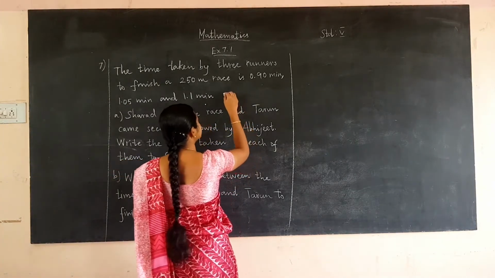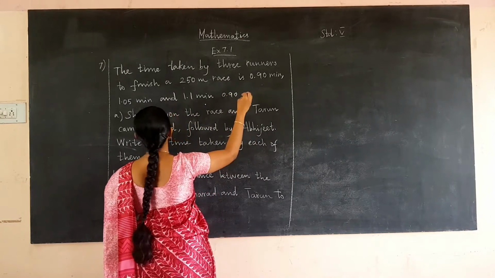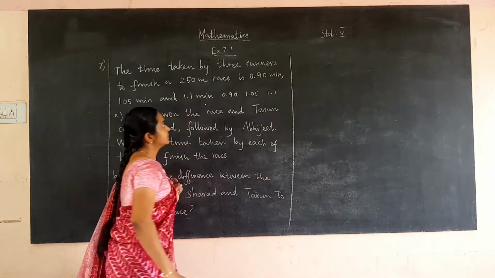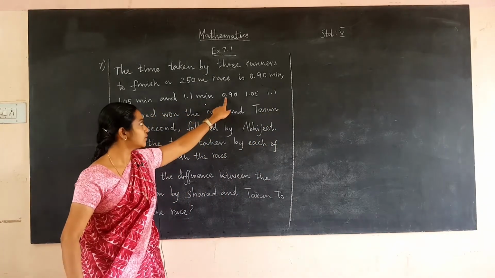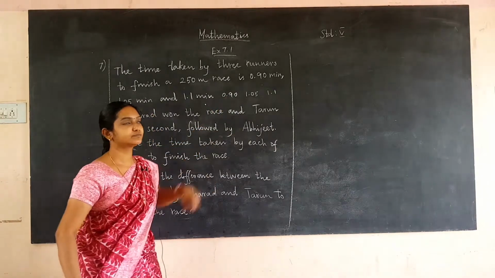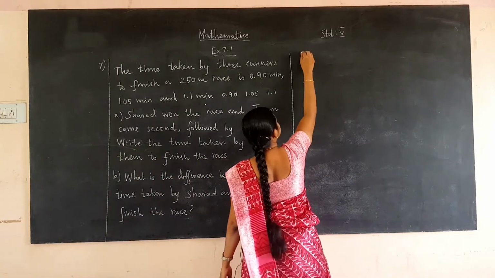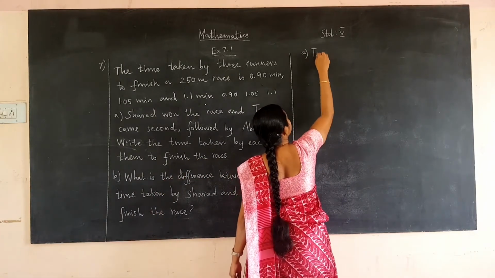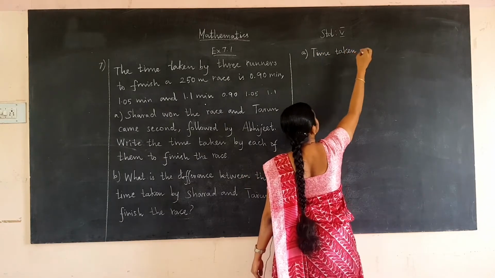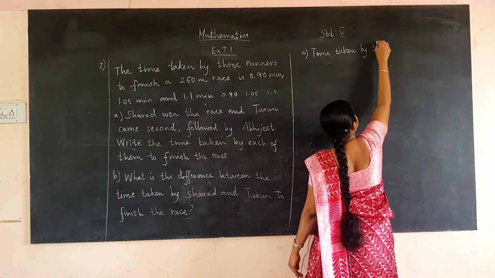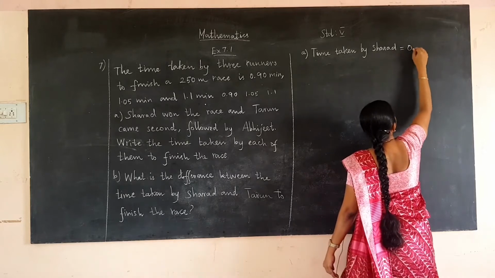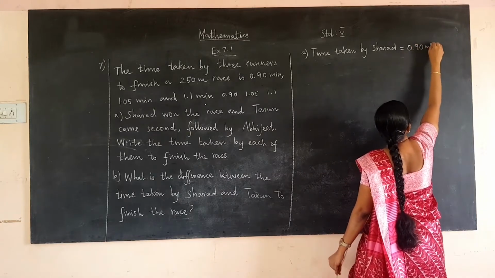Compare 0.90, 1.05 and 1.1. This is the shortest timing. So, Sharath's timing will be 0.90. Time taken by Sharath is equal to 0.90 minutes.